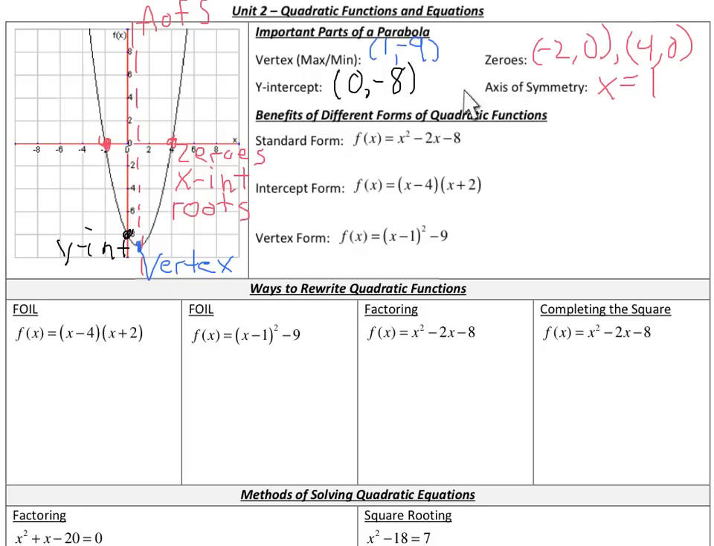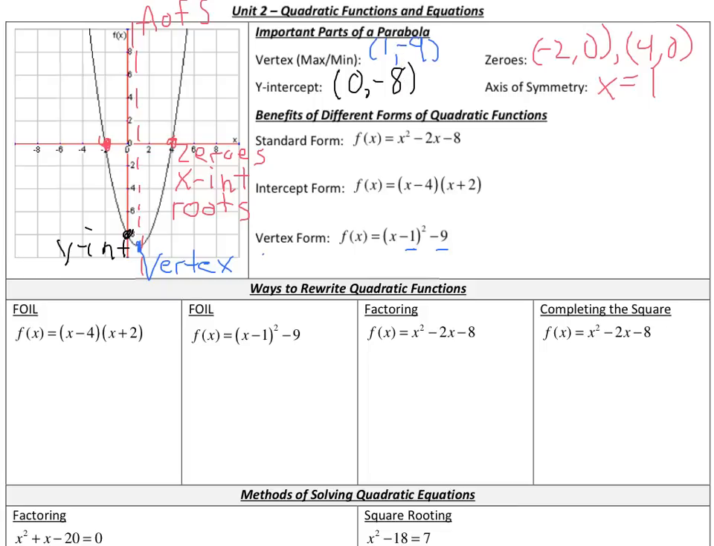Which of these 4 do you think the vertex form will give you? Hopefully you have good problem solving and think, maybe the vertex? I would assume the vertex form might give you the vertex. And do you see the vertex right there? Do you see the (1, -9) right there? So with the vertex form, you know the vertex instantaneously.